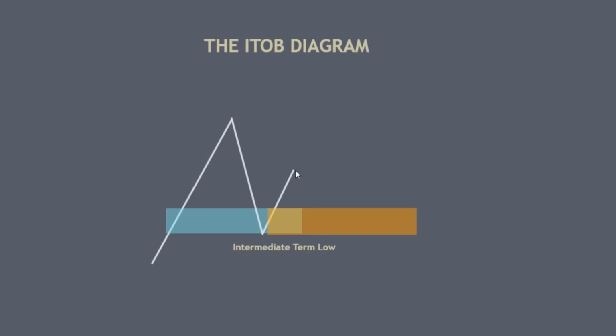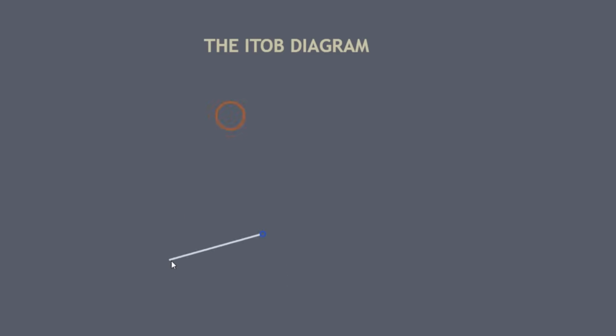And then when price revisits that last down close candle, that is the ITOB. That is where you're going to go long, and the stop goes below the intermediate term low. This strategy works really well because you know exactly where to put your stop. There is no question as to where I should put it. You put it below the low that formed, that filled the fair value gap. Let's look at a bearish version.